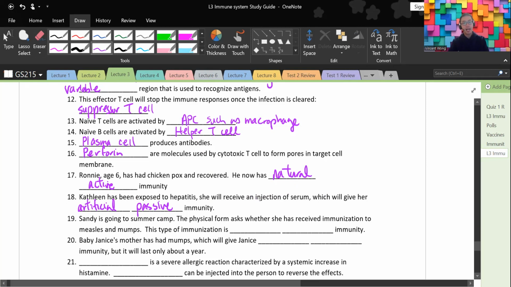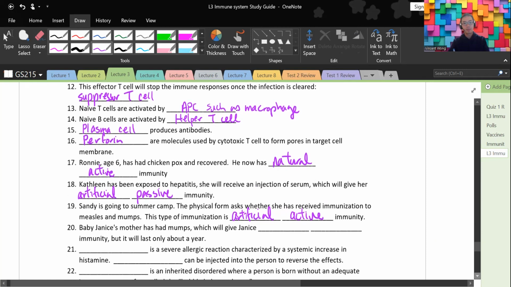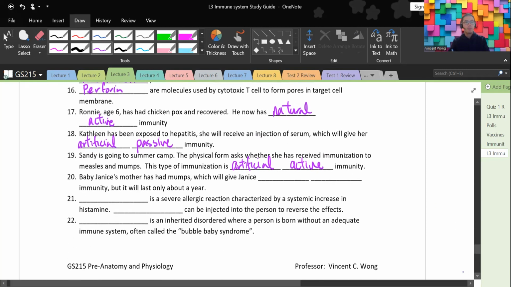Sandy's going to summer camp. The physical form asks whether she has received immunization to measles and mumps. This type of immunization is, again, artificial, but active. Okay, she has to make her own antibodies. Baby Janice's mother has had mumps, which will give Janice natural, passive immunity, right? Through breastfeeding, for example.